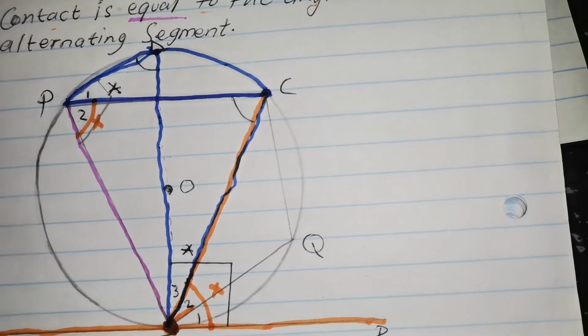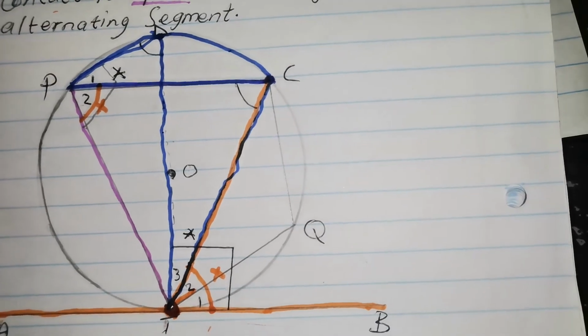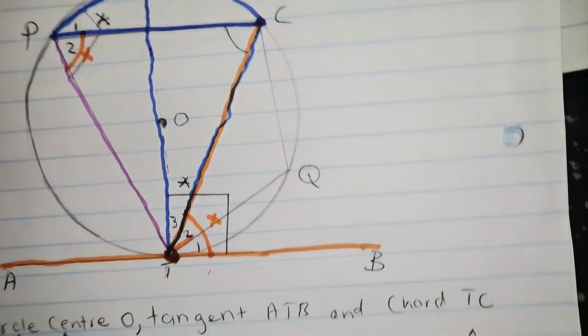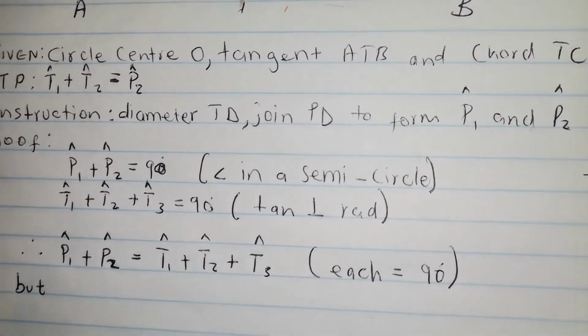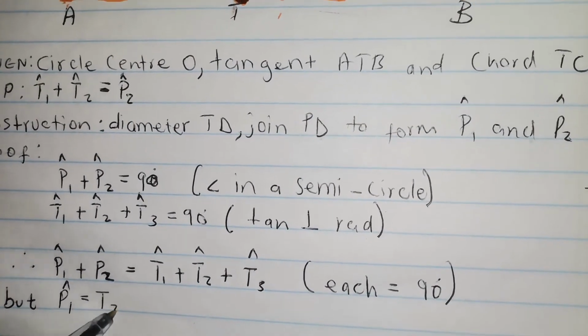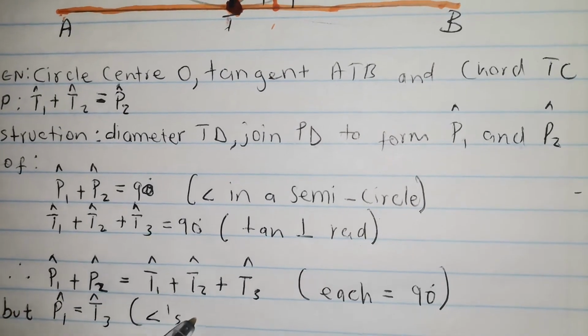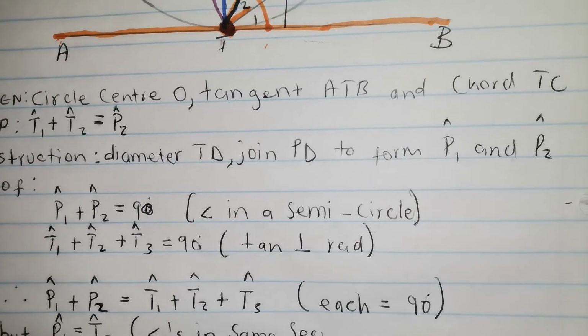Therefore, these two angles are equal. I hope you can see clearly, guys. They are angles in the same segment. Therefore, P1 is equal to T3. Reason, angles in the same segment.